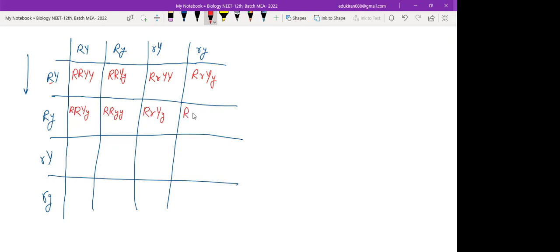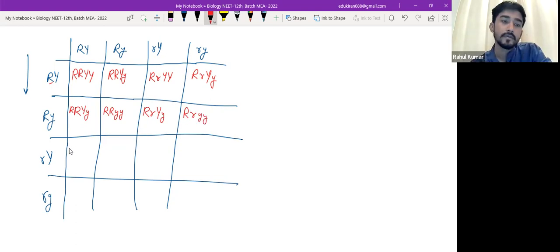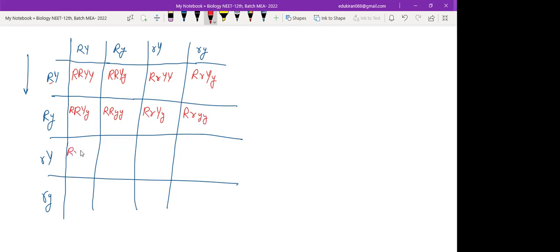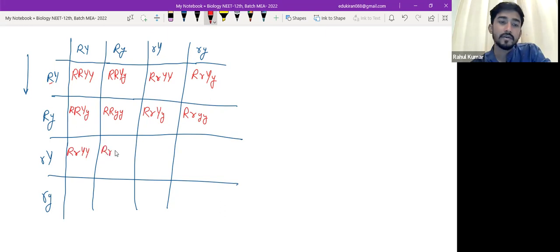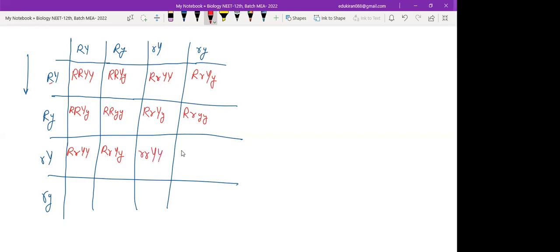Capital R, small y, small y. Capital R, small r, capital Y, capital Y. So similarly, we will keep filling in every box. I'm just sparing Saifullah from repeating this. Here it will be small r, capital Y, capital Y, and then small r, capital Y, small y.